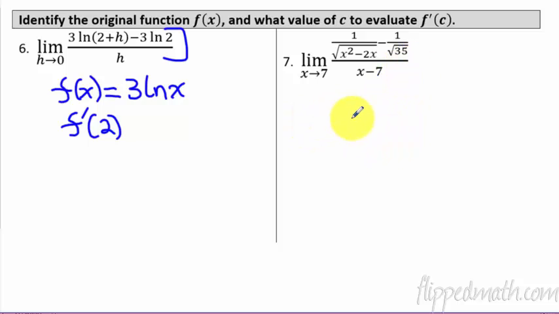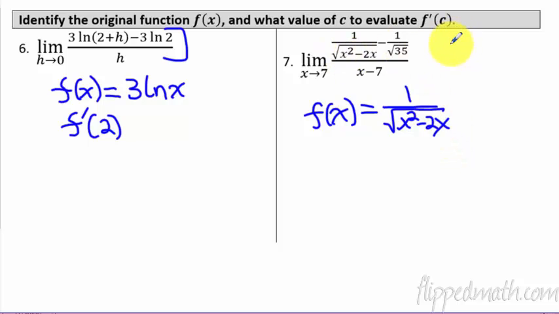Okay, so let's try this one. What is the original function here? This one's using the other alternate definition where x is approaching 7. Here we're going to have x minus 7. What in the world is all this? This would be a pain to do by hand. But if you can recognize this, you ready? The function is 1 over the square root of x squared minus 2x.